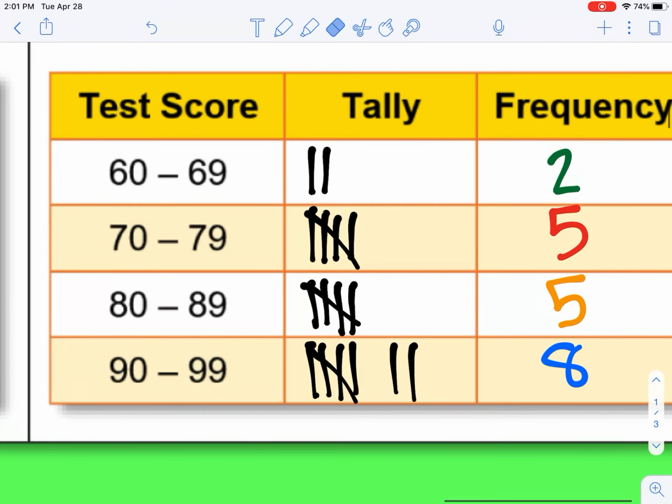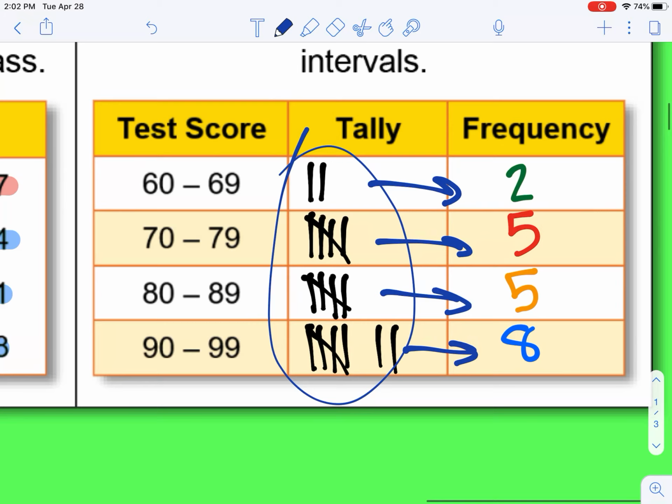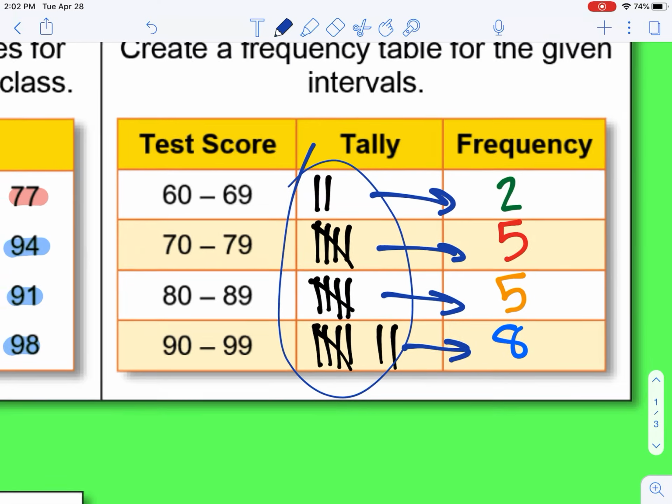So I would have all of these tallies right here, and then I can just translate them into my numbers, which would be my frequency. So in my data set, I have 2 people that scored a 60 to 69. I have 5 people that scored 70 to 79. I have 5 people that scored 80 to 89. And I have 8 people that scored 90 to 99.